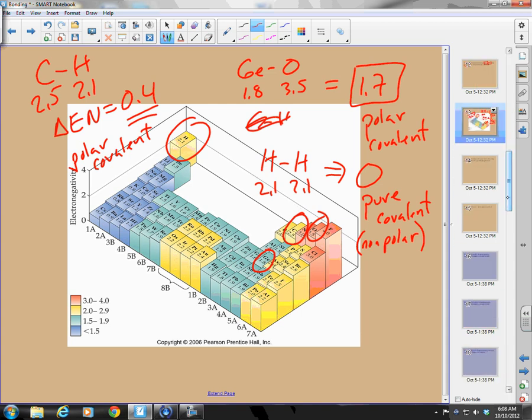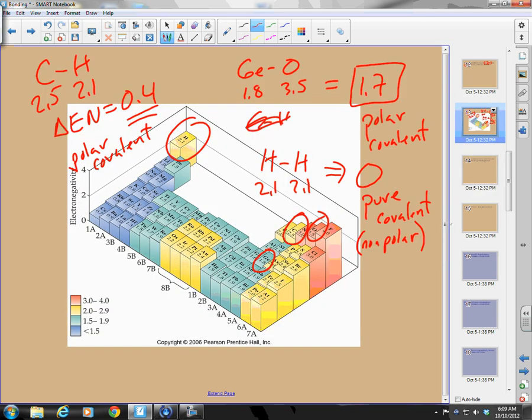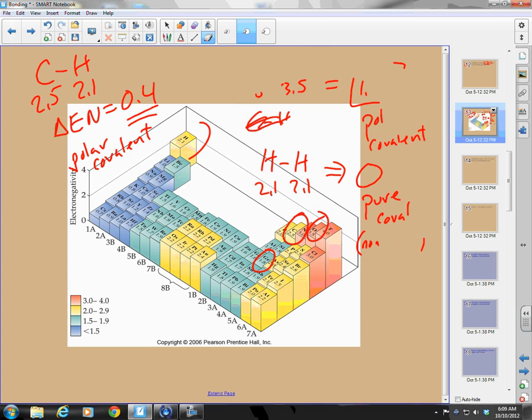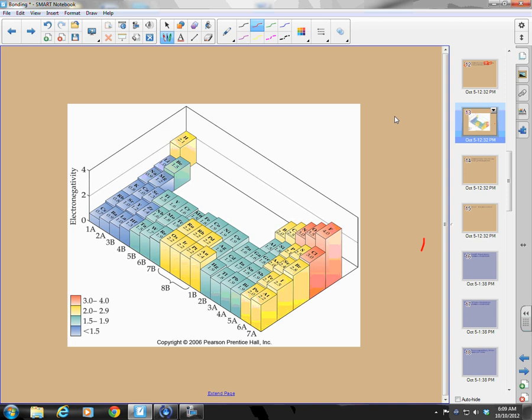Okay, here we go. Why don't you guys give this one a shot? Chlorine chlorine, sulfur chlorine, and zinc chlorine. Pause me and bring me back when you have answers. Well, chlorine's a piece of cake, right? Chlorine, here's chlorine. So chlorine, it's a 3.0 minus a 3.0. What do I get? 0. That means it's what? Pure covalent.